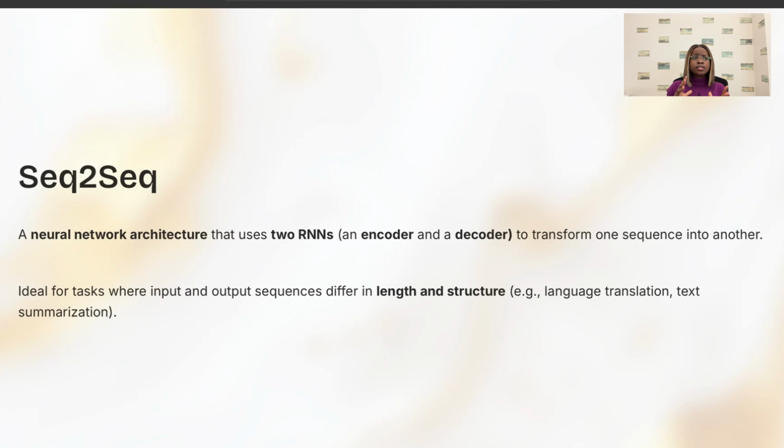So we see that word for word translation cannot work in language translation, because in one language a sentence can be just 3 words that convey something, but translating it into another language could be like 6 words. So sequence to sequence helps with translating sentence by sentence. It is ideal for tasks where input and output sequences differ in length and structure. For example, as I've spoken, language translation and text summarization.